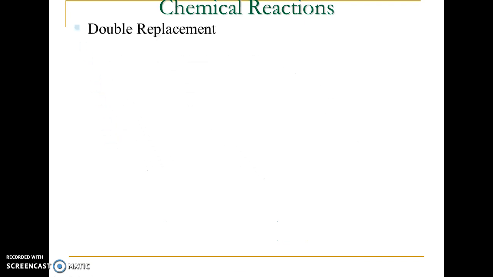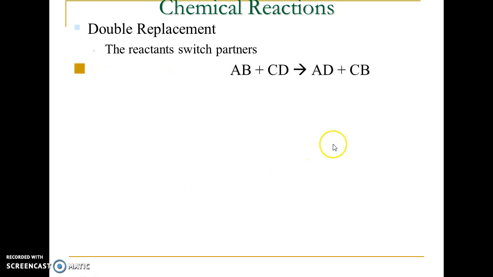Next, we have a double replacement reaction. Double meaning two. So in this type of chemical equation, you will have all your reactants switching up. For example, here is your general equation. This general equation can be found on page 6 in your reference table. Here we have AB plus CD yields AD plus CB. We have two reactants and we have two products.